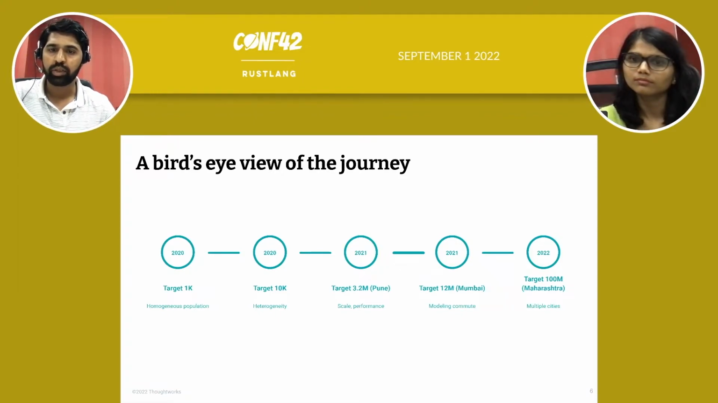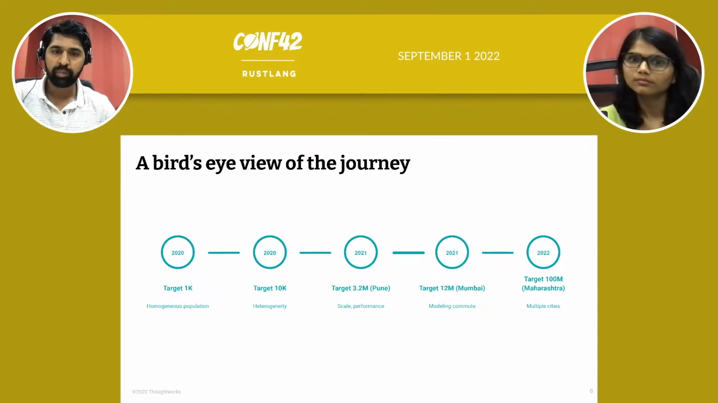So based on age, there's stratification. Then there are certain individuals who are essential workers, as in these individuals will still work if a lockdown is enforced. So we started slowly capturing the complexity from the domain and making our model rich in terms of domain. The very next target after finishing 10K was to model Pune city, which is a city in India from where both of us are. And since the scale was 3.2 million individuals, scale and performance became the issue pretty quickly for us.